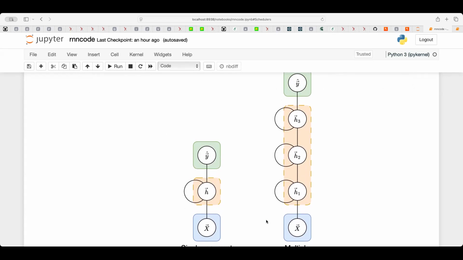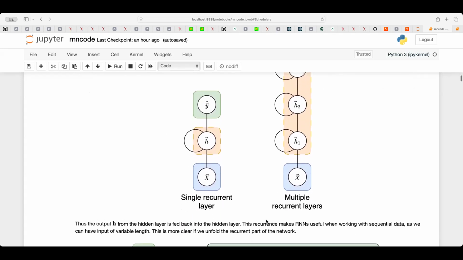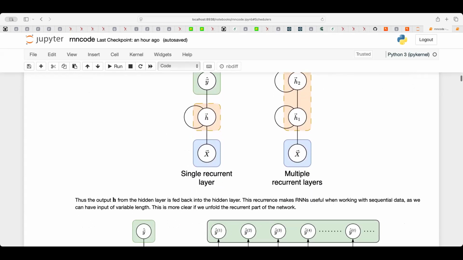So let's break these things down, because this becomes important when we want to write the code. Let me see if there is a question online.